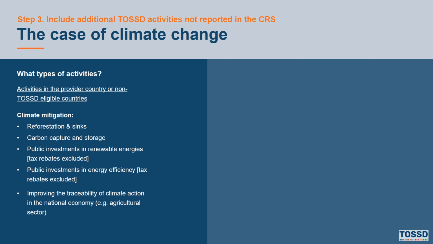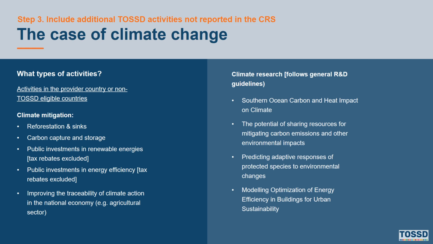Activities in the provider country or non-TOSSD eligible countries are, for example, activities related to climate mitigation. This would be, for example, reforestation and sinks or carbon capture and storage. Moreover, providers can report climate research if it follows the general research and development guidelines. This could be research on the Southern Ocean carbon and heat impact on climate.